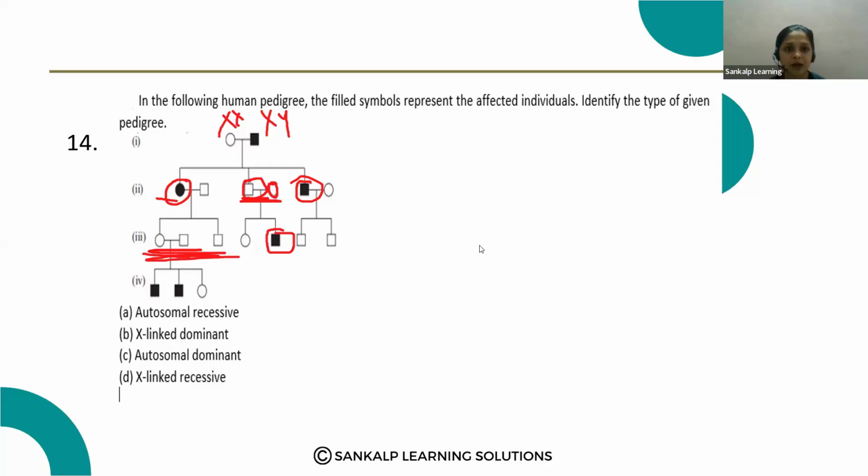It is an autosomal recessive disorder. Autosomal recessive, it represents option A, autosomal recessive disorder.